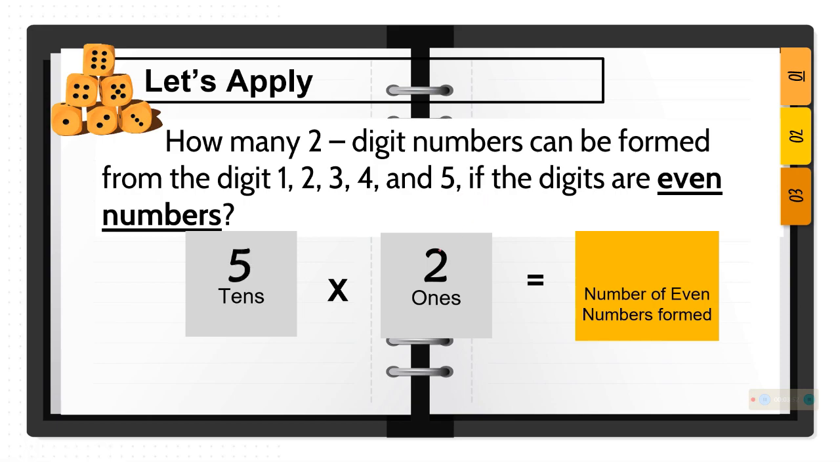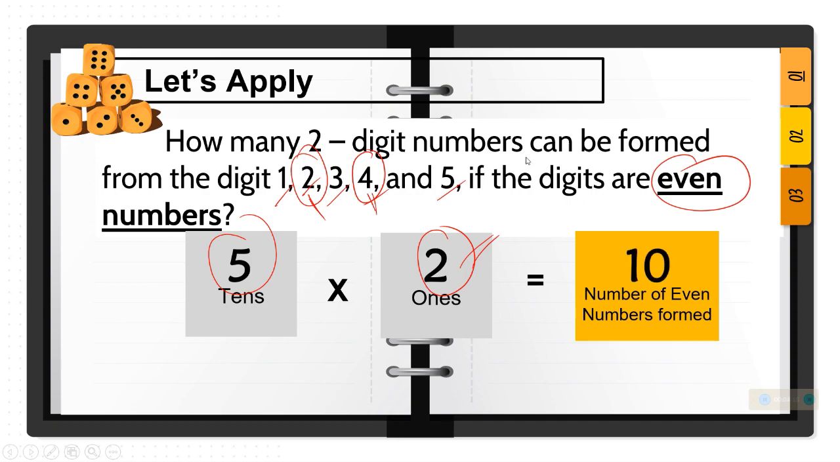Okay, so why do we have 2 ones? Because it is said that you are going to find the even numbers, and you will just have the ending number in 2 and 4. So that's why our ones will be 2. And we have here 5 tens because we have 5 digits given: 1, 2, 3, 4, and 5. So 5 times 2 is equal to, okay, correct, 10. So this is the number of even numbers formed, 10.